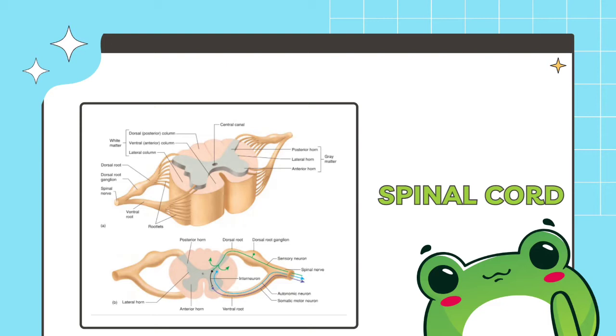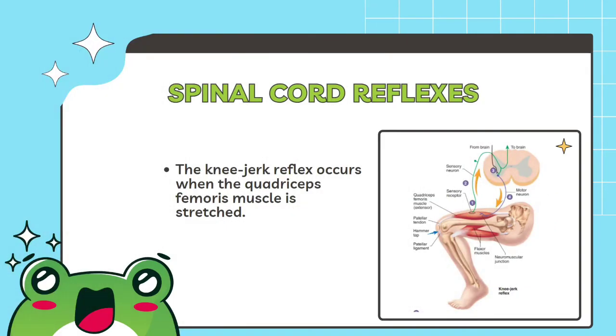Second picture shows the relationship of sensory and motor neurons to the spinal cord. Now let's talk about the spinal cord reflexes. First one is the knee-jerk reflex, which occurs when the quadriceps femoris muscle is stretched. On the right, you can see how the knee-jerk reflex occurs.